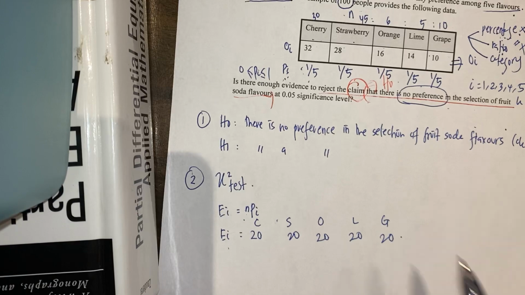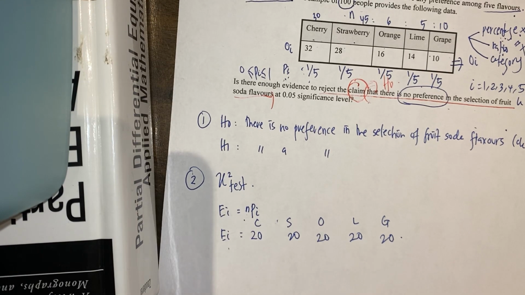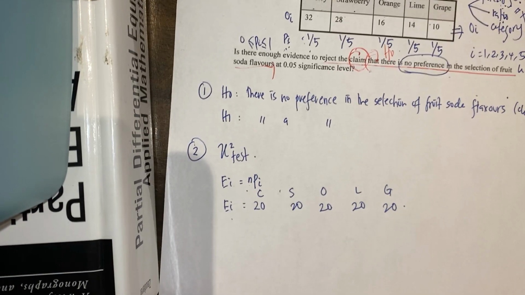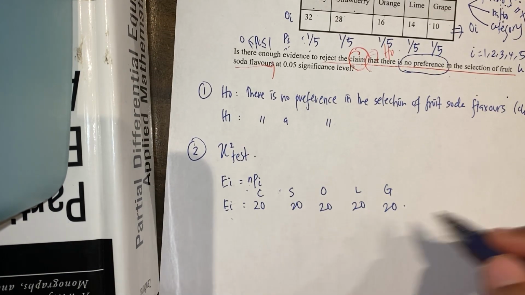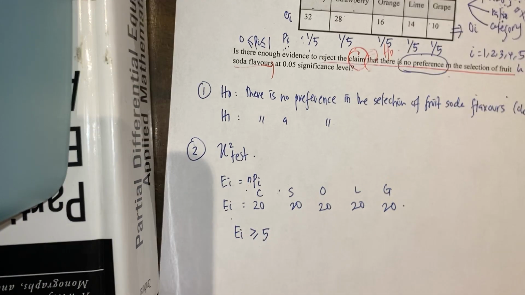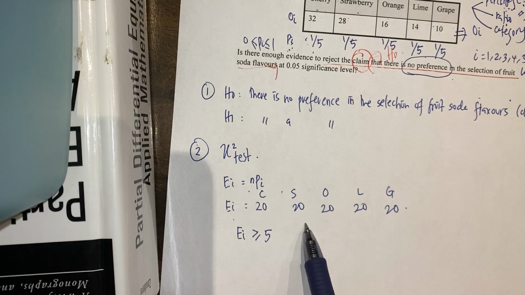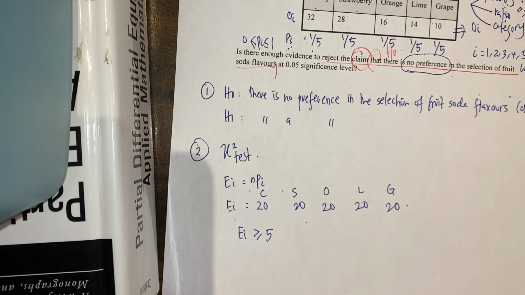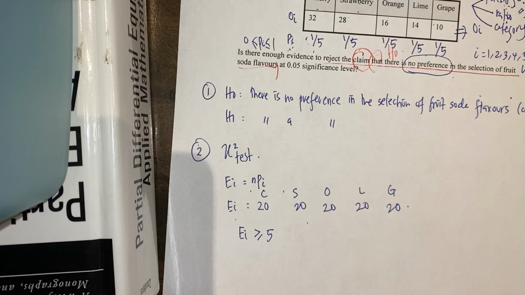And then after you calculate the E, we have to check the assumption. The assumption is that your EI must be at least 5. If not, we have to modify the data here. So we have to check whether your E here is greater than or equal to 5 or not. In this case, all the E are greater than 5, so you can proceed to the chi-square.